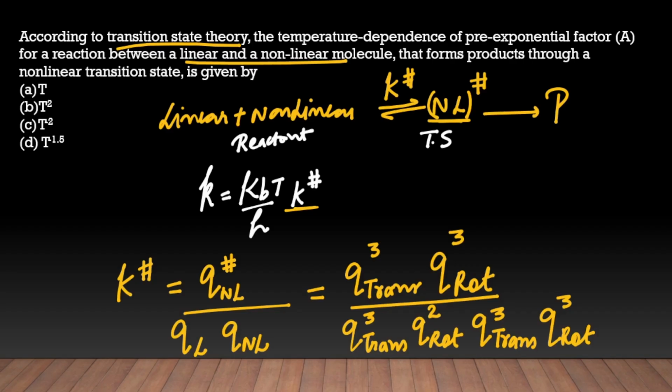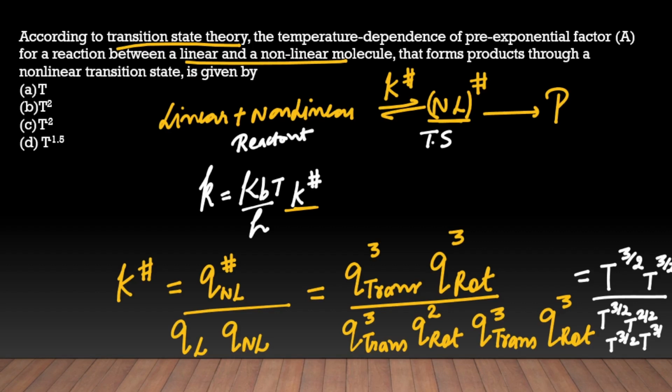Right? Now these partition functions that we are writing depend upon the temperature raised to the power of half. So it will become T raised to the power of 3 by 2, because each of them is raised to the power of half, and 3 are there, so T raised to the power of 3 by 2. Similarly here also, T raised to the power of 3 by 2 upon T raised to the power of 3 by 2 into T raised to the power of 2 by 2 into T raised to the power of 3 by 2.